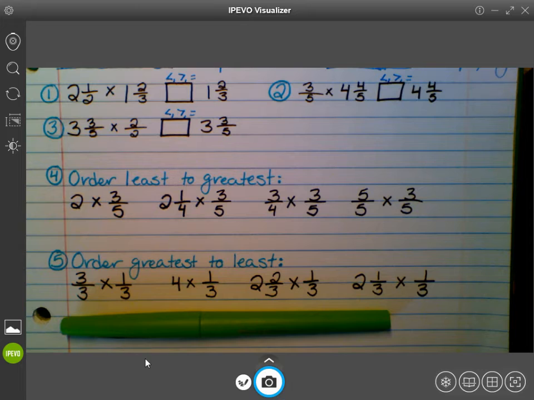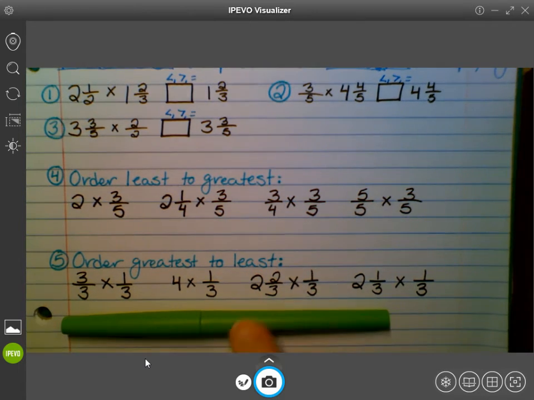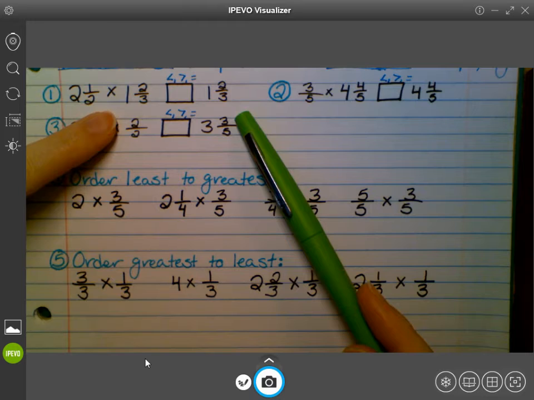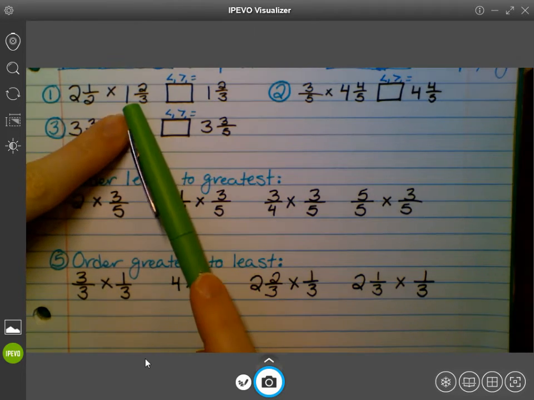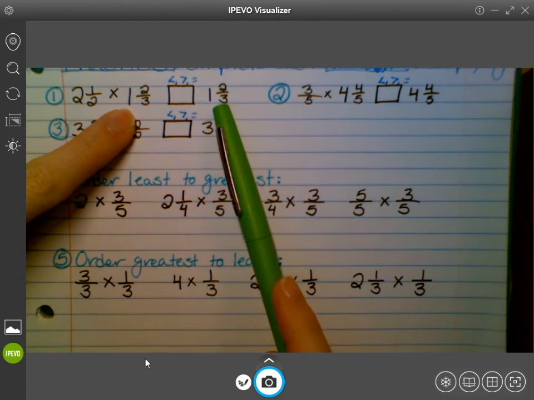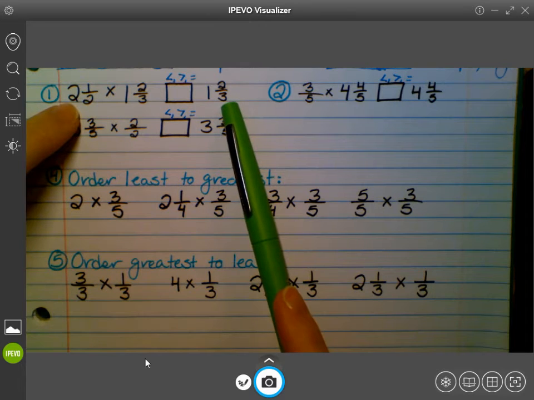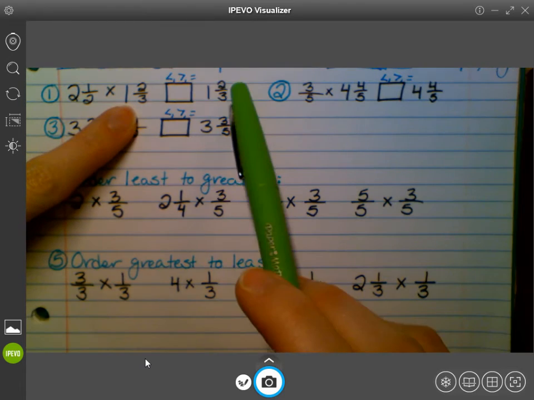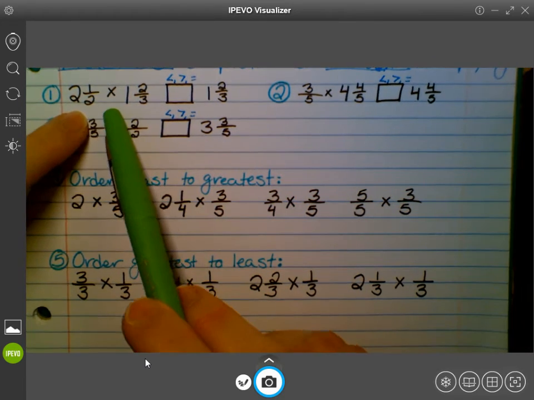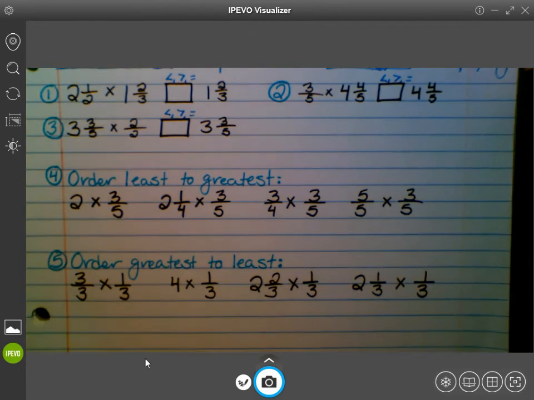Okay, let's take a look. Thank you, Addie. Let's take a look at number 1 together. What you want to do with these types of problems is first identify the number that's both in the equation and on the other side of our box. Is 2.5 both in the equation and on the other side of our box? No, 1 2/3 is. So that's our common number. We're trying to figure out, when we take 1 2/3 and multiply it by 2.5, is that going to be less than, greater than, or equal to 1 2/3?